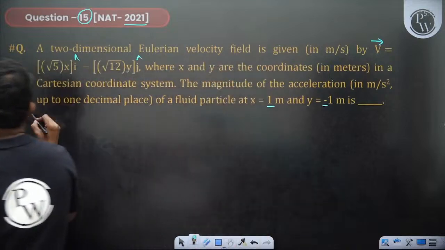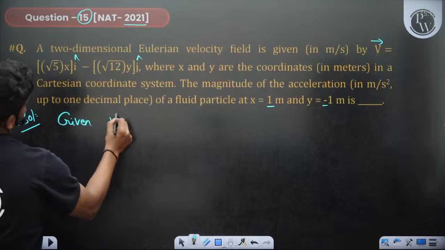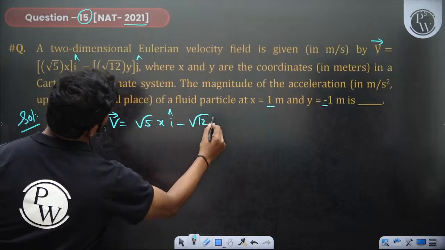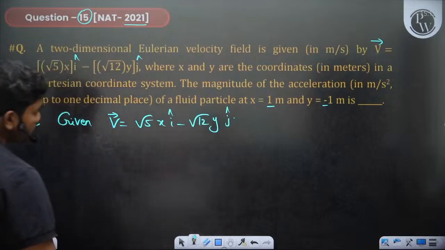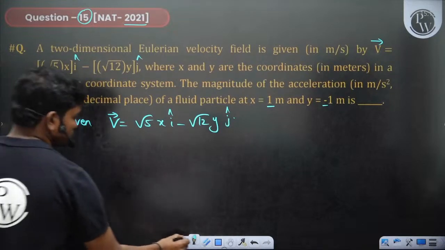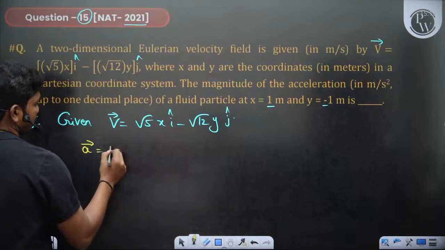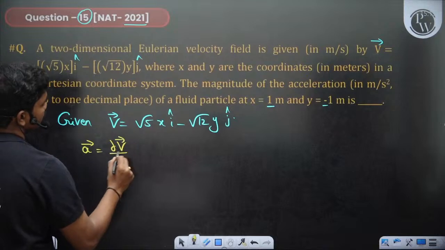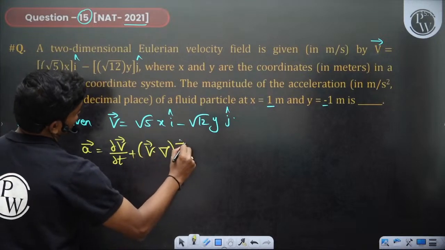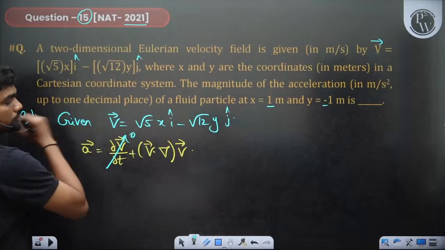So let's see. Given the velocity field √5 x i cap minus √12 y j cap, where x and y are the coordinates in meters. We need the magnitude of the acceleration. So how would you do the magnitude of acceleration? It is ∂v/∂t plus (v · del) v. Clearly this velocity doesn't have any time involvement, so this term would be 0.